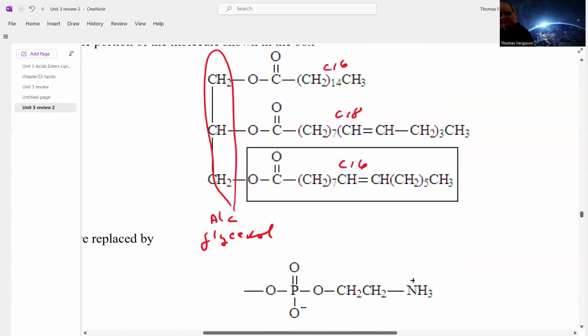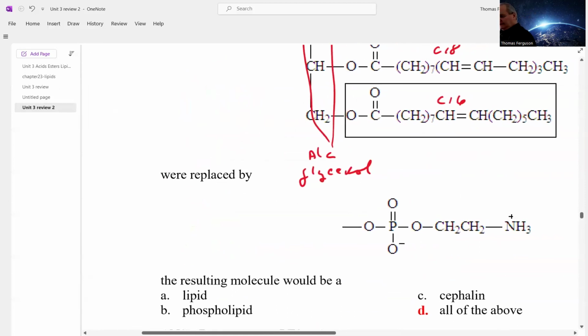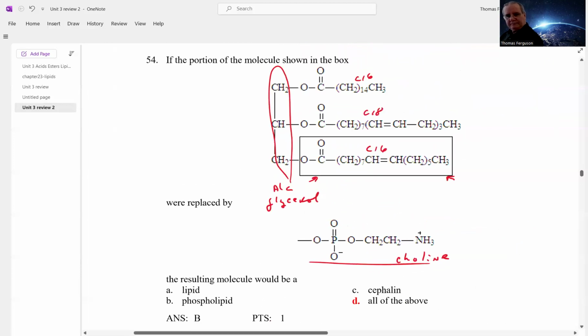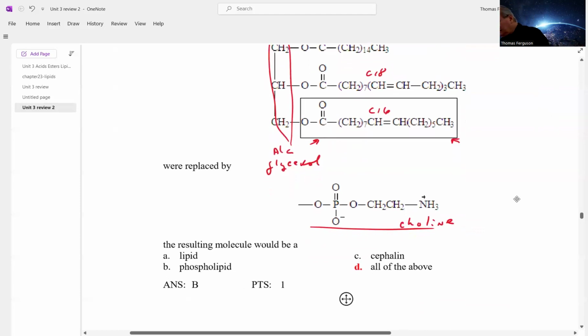So the question is, we replace this boxed area here with this here, which happens to be choline. What will we make? Well, this is the phospholipid I want you to know. This is a lecithin. So the answer is going to be phospholipid. Now, the first one was a plain old lipid.